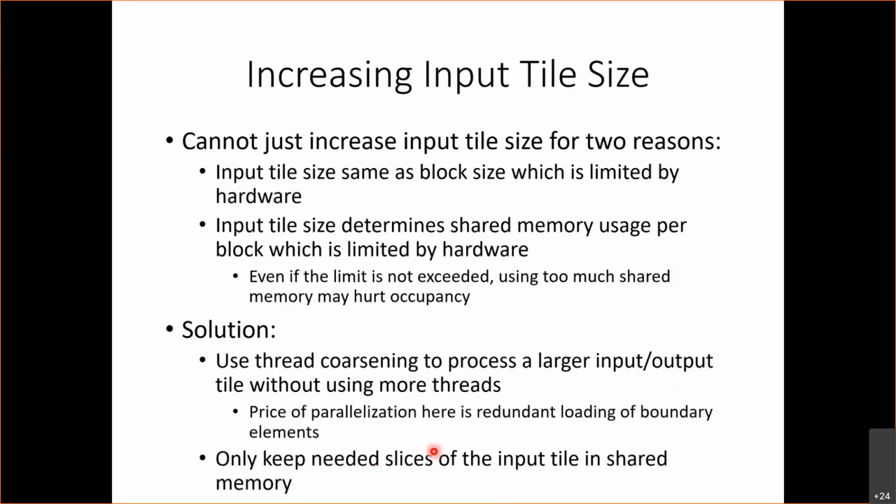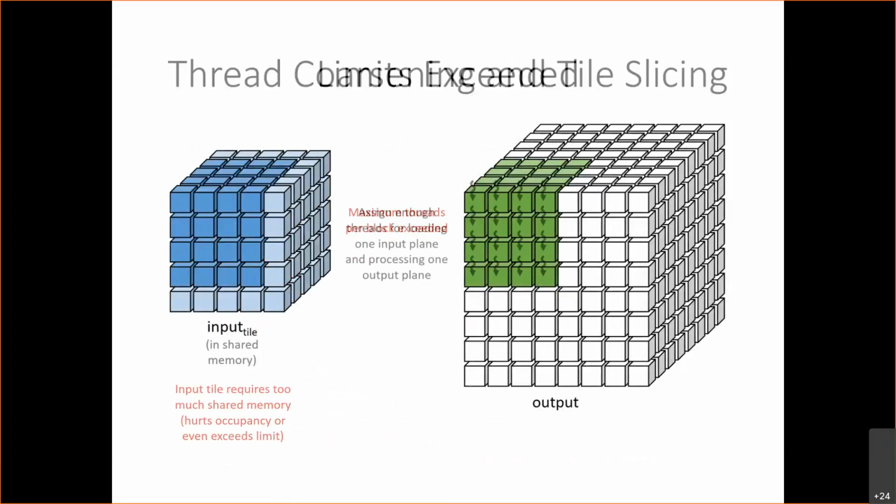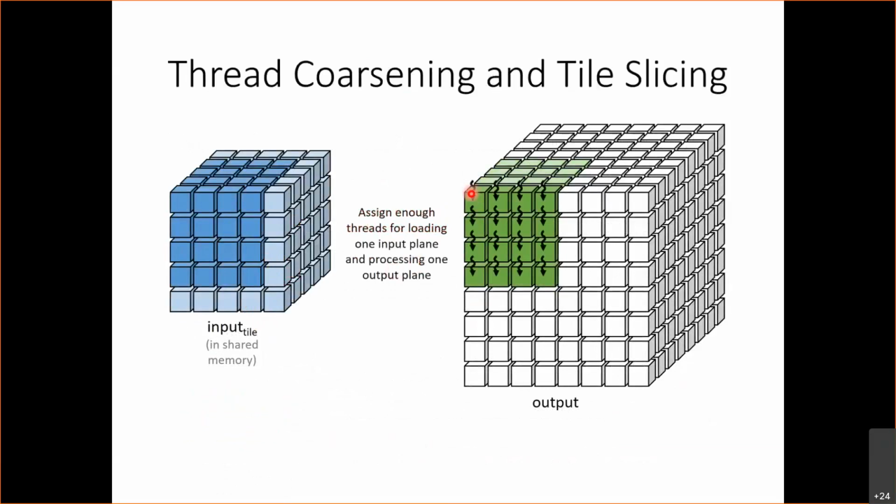Let me show you an illustration of what I mean. Here we said that we have two problems. First, the maximum number of threads per block is exceeded. And second, the input tile requires too much shared memory, which hurts occupancy or even exceeds the shared memory limit. So what we can do instead is assign enough threads for processing one plane in our output tile and loading one plane in our input tile. Now I can have a 32 by 32 by 32 output tile, because I will only need 32 by 32 threads to process a single plane.